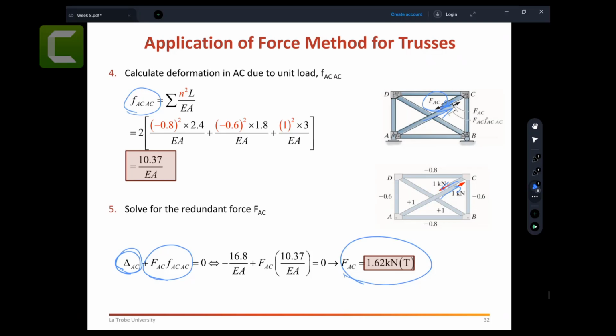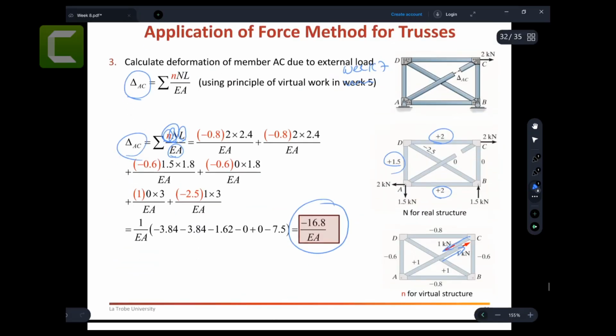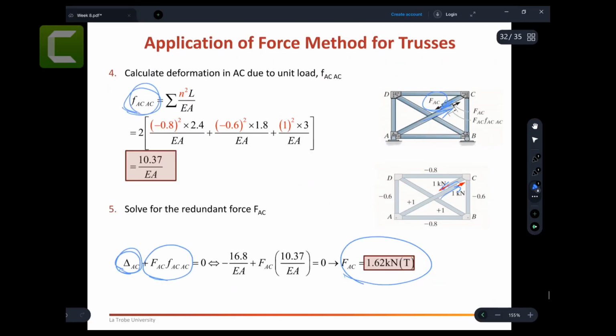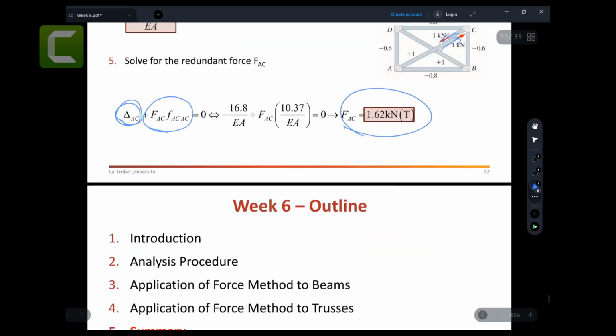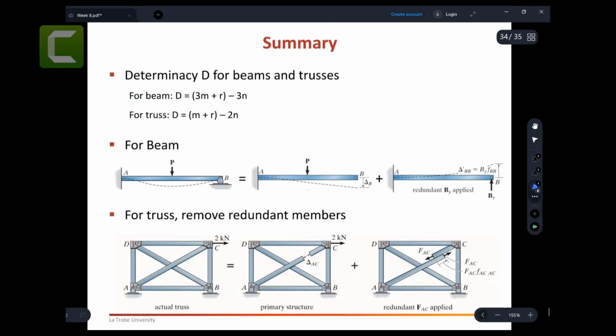By the way, it's just finding 1 displacement, and then there is a second displacement, 2 displacements equal and opposite, and then you can find the unknown forces. So in summary, first of all, you need to find the degree of indeterminacy for the beam and truss. D equals 3m plus r minus 3n. That is the beam equation. That is the truss equation. Once you find the degree of indeterminacy, either 1 or 2, in these examples we generally give you 1 or 2. It will not go more than that.